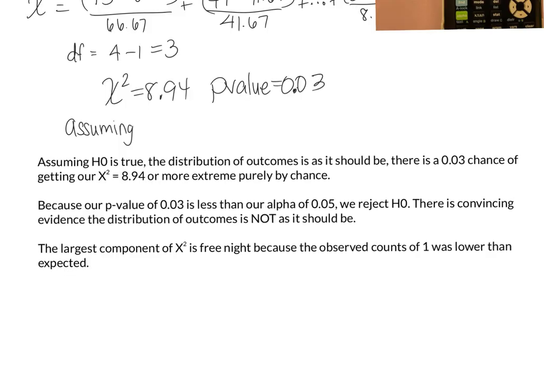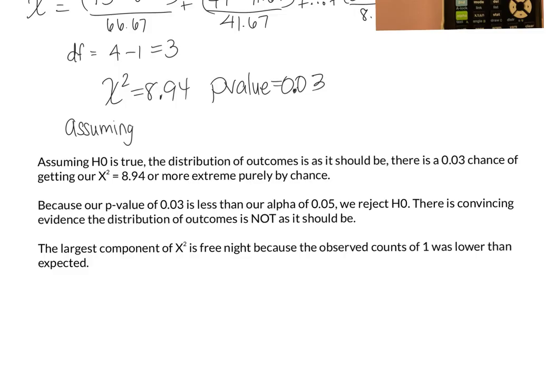The same p-value that we're used to, assuming H0 is true. The distribution of outcomes is as it should be. That was our null hypothesis. There is a 0.03 chance of getting our chi-squared of 8.94 or more extreme purely by chance. Because our p-value of 0.03 is less than our alpha of 0.05, we reject H0, and there is convincing evidence the distribution of outcomes is not as it should be.